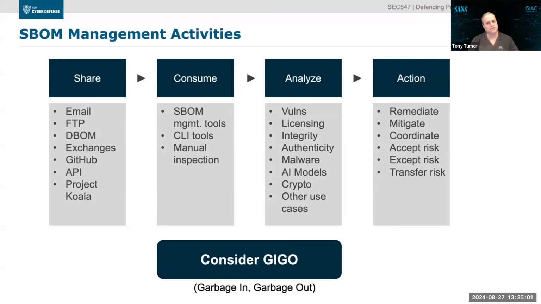But when looking at all this from consumption and analysis and driving action, again, we're trying to drive action. If our actions are driven off of wrong data, we'll engage in the wrong actions, right? We may be telling people to fix things that don't need to be fixed. We may be not telling people to fix things that they should be fixing. We have a garbage in, garbage out problem. Consider GIGO, garbage in, garbage out. Data quality is an incredibly central piece in building your SBOM pipeline.